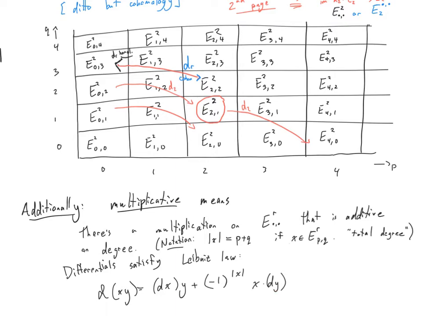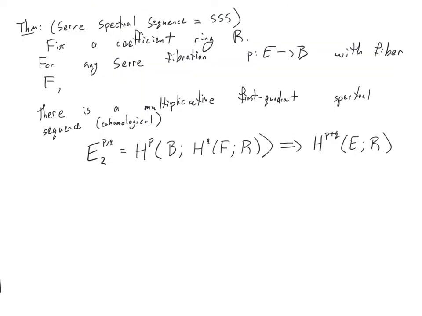So let's look at the one example we care about, which is the Serre spectral sequence. The Serre spectral sequence, often abbreviated SSS, is what you get when you fix a coefficient ring R, and then associate to any Serre fibration E to B with fiber F a multiplicative first quadrant spectral sequence. I'll mention what first quadrant means in a second. That looks like this. In particular, this is telling you what the E2 page looks like.